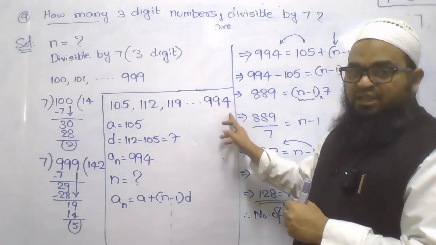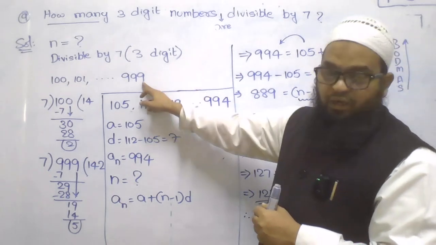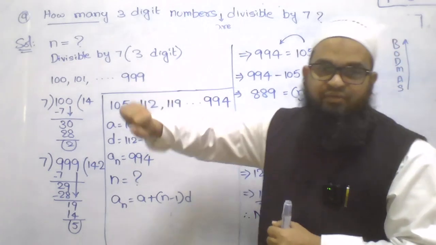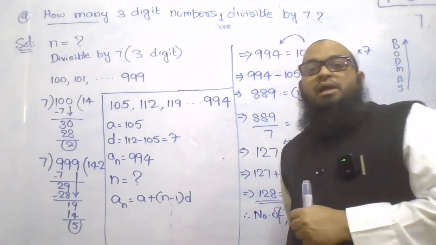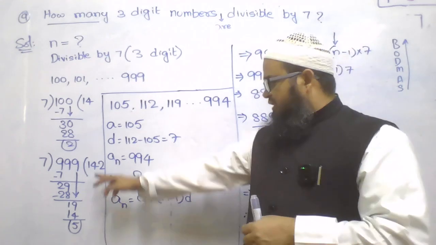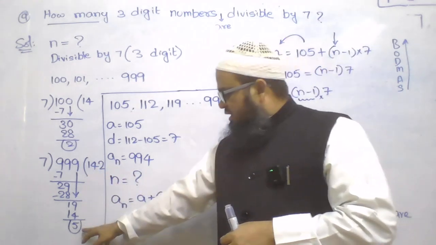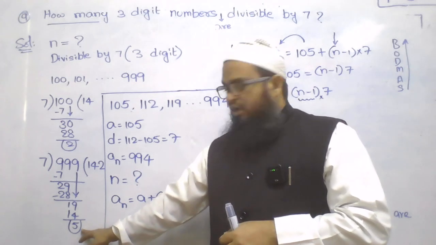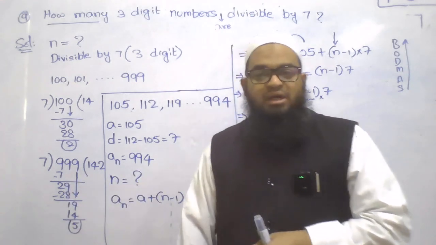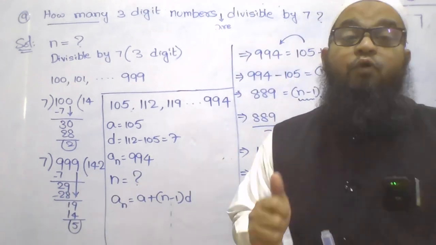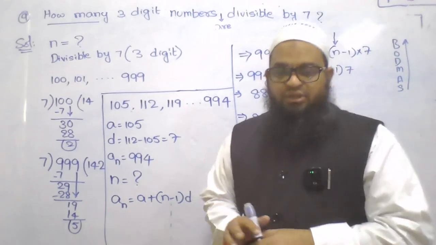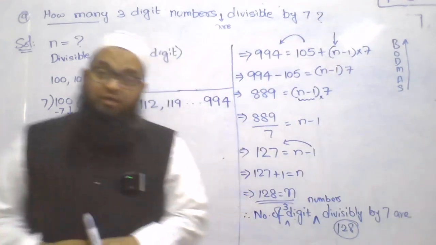In order to find the last one, divide 999 by 7. What will you get? You will get the last 3-digit number. When I divide 999, I got remainder as 5, and 999 minus 5 is 994. So understood, my dear students? This is the way we do.